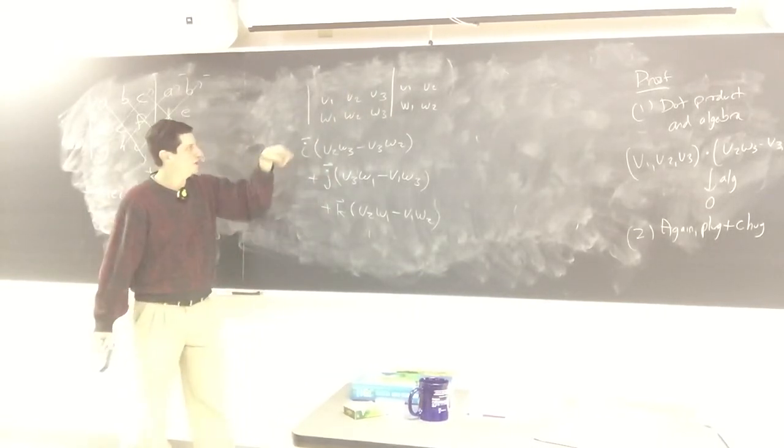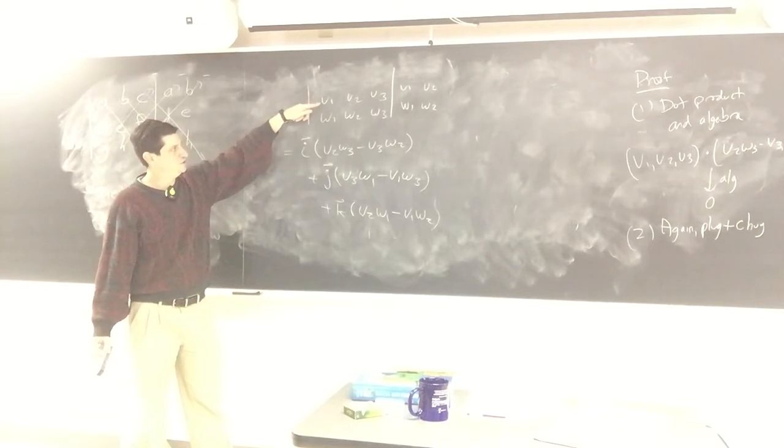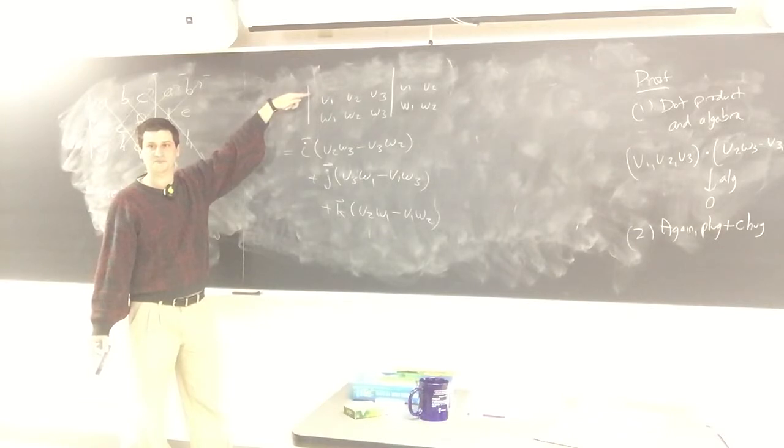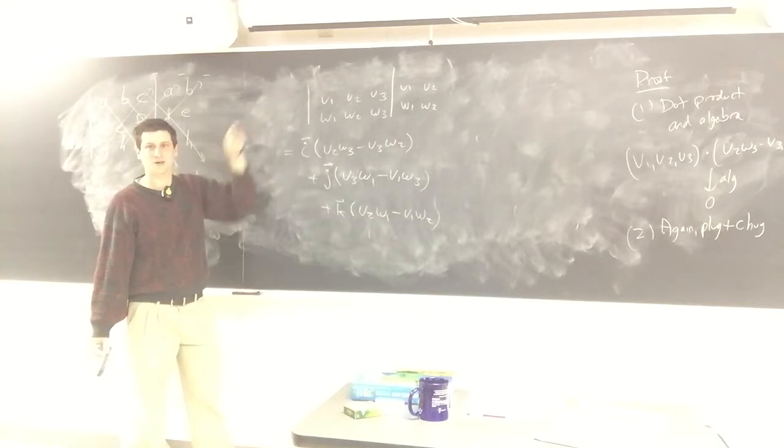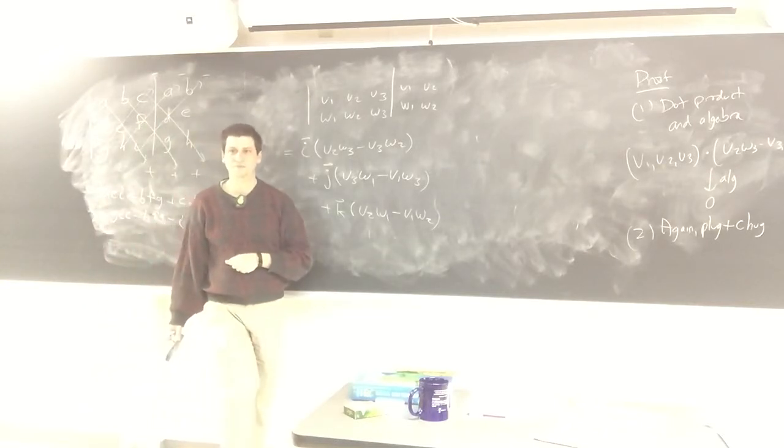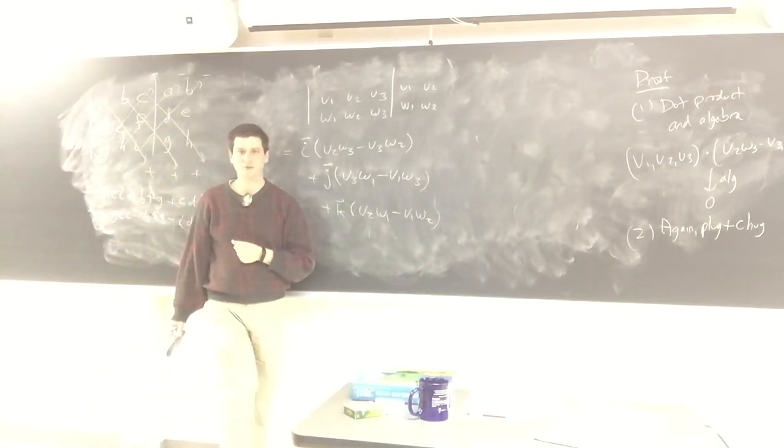X? Not x. So I've got v1, v2, v3, w1, w2, w3. What should come before v1? T? Why t? It comes before a. A comes before v. Why u? Because it's the letter right before.